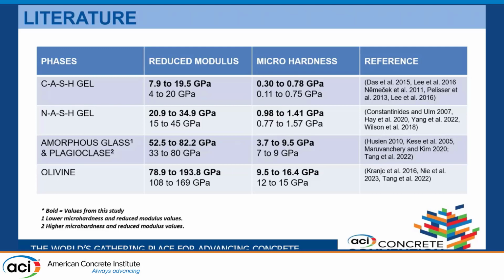As you can see in all the other three phases, there is the same kind of comparative threshold which they are trying to occupy within. It's not like there are some extremities where they are increasing much more than what has already been represented within the literature. As you can see in olivine, for the reduced modulus, the value goes a bit higher in my case as compared to the research literature, where it goes up to 169 gigapascal.